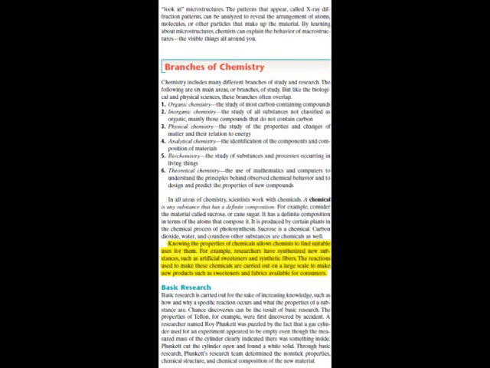Knowing the properties of chemicals allows chemists to find suitable uses for them. For example, researchers have synthesized new substances such as artificial sweeteners and synthetic fibers. The reactions used to make these chemicals are carried out on a large scale to make new products such as sweeteners and fabrics available for consumers.